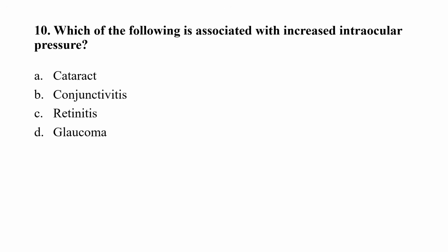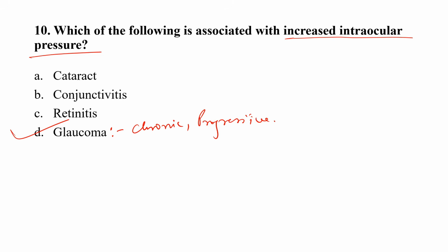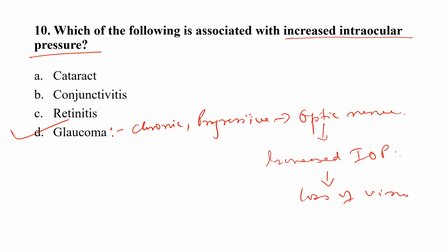Question number 10. Which of the following is associated with increased intraocular pressure? Option A, cataract. Option B, conjunctivitis. Option C, retinitis. Option D, glaucoma. Correct option here is option D, that is glaucoma. Glaucoma is a chronic progressive eye disease that damages the optic nerve due to increased intraocular pressure, and this leads to loss of vision or blindness.